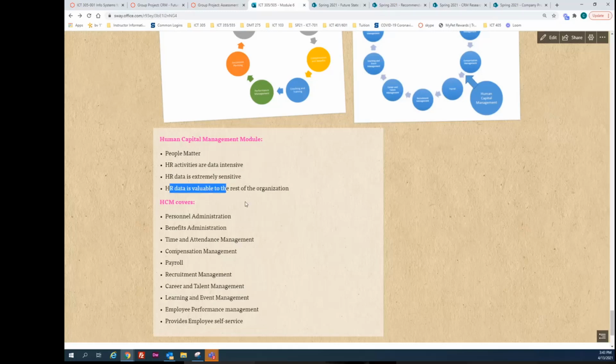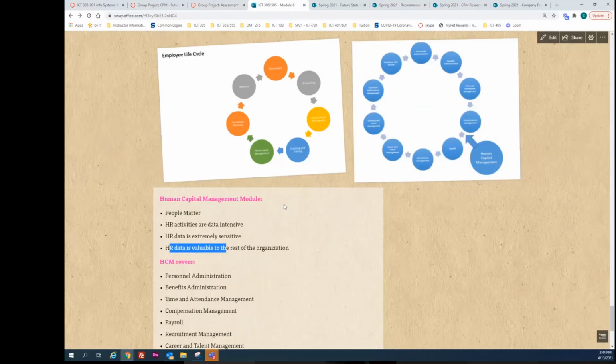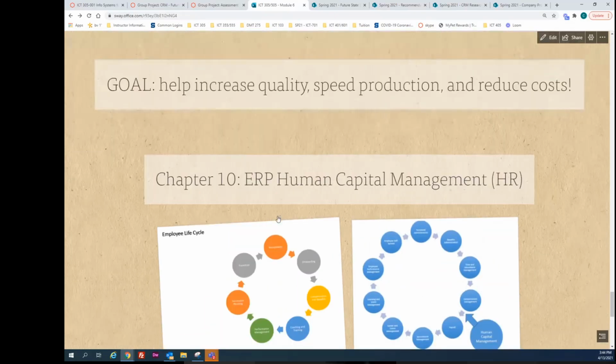And then HR data is valuable to the rest of the organization. Knowing how recruitment is going, knowing how long people stay at your company, knowing how quickly jobs are fulfilled once they're posted out there, if we're able to retain talent, how much we average pay people, all of that information from a global standpoint is really important for that company. So that is what is covered in Chapter 10.